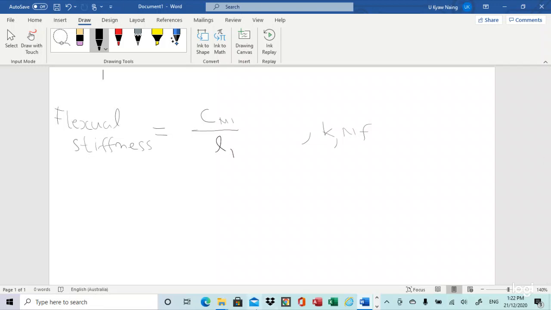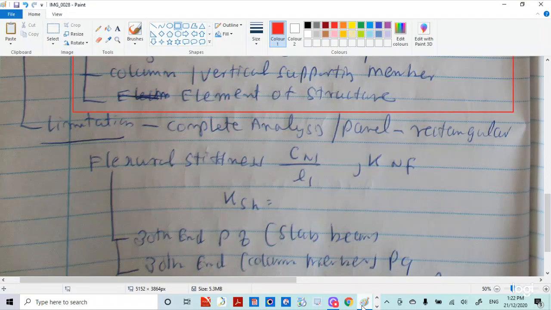Cn1, L1, K, NF, those values have to be calculated in the design problem. Now we can see the flexural stiffness ratio for the rectangular panel. In this case, the flexural stiffness ratio formula is here.